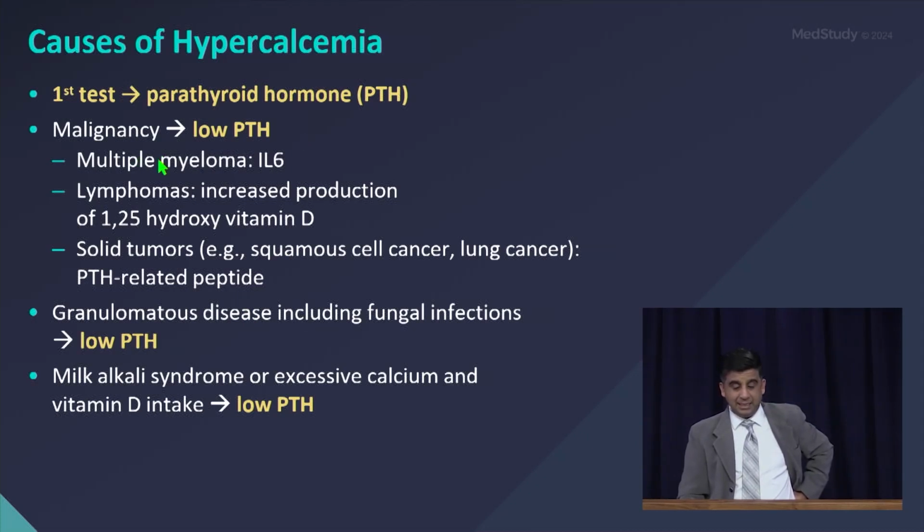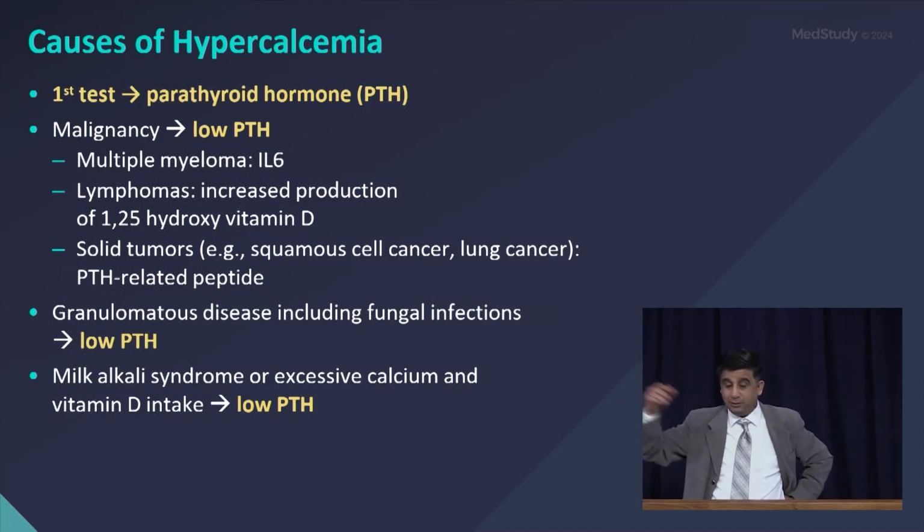Right? Malignancy, I think about 3 malignancies based on mechanisms. Multiple myeloma causes it by increasing IL-6, but I don't check IL-6. So what will I check? SPEP, UPEP. Lymphomas cause hypercalcemia by converting 25-hydroxy into 1,25. So what am I going to check? 1,25-hydroxy levels are going to be elevated because lymphomas convert 25-hydroxy into 1,25.